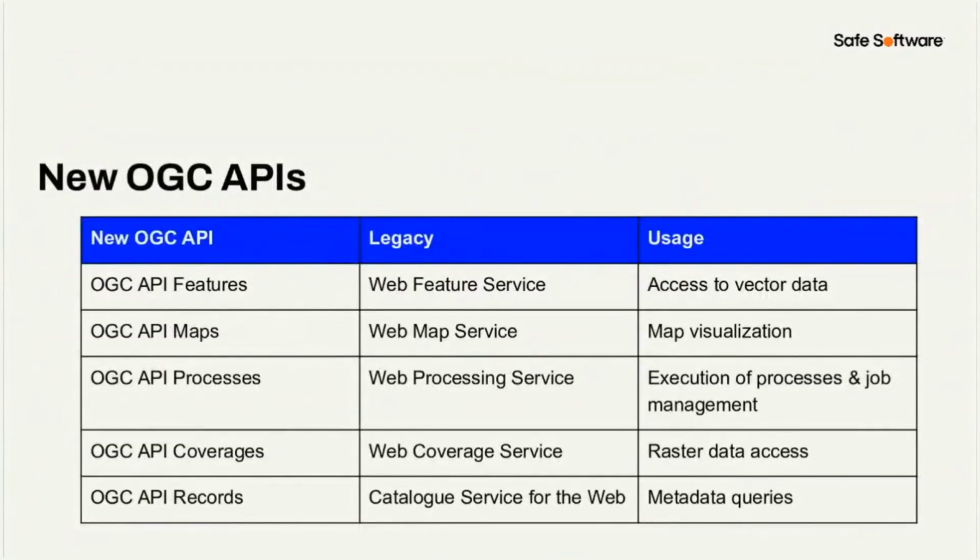And I also mentioned OGC just now. OGC APIs are the first standards we thought about. I don't want to go into detail for all of them, but basically there are APIs like the OGC API Features. It's basically the newer implementation of the web feature service that you might know, which is just access to vector data. We also have an API for map visualization, an API for execution of processes and job management, for raster data access, and also for querying metadata.